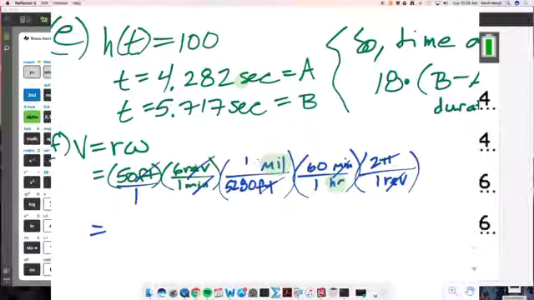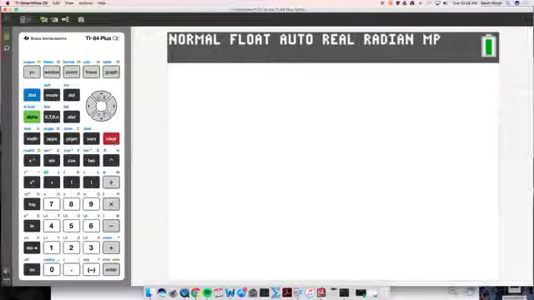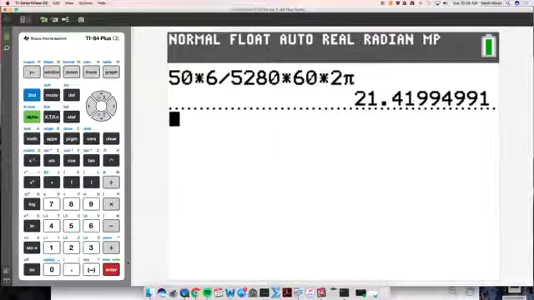So now you just go to your calculator and you type it in exactly as you see it. And of course, you don't need to worry about the ones because that's the identity element of multiplication. So flush to get a clean bowl there. And now you got 50 times 6 divided by 5280 times 60. And in this case, we are multiplying by 2 pi, so you don't have to worry about parentheses. But remember, if you're ever dividing by 2 pi, you need to put 2 pi in parentheses or divide by 2 and divide by pi. So that should be right. And you get 21.419 or 420 mph. So there you go.